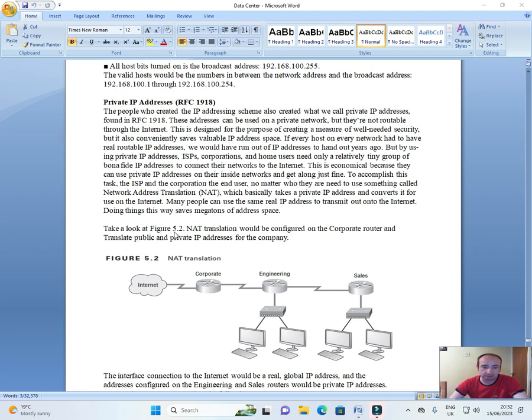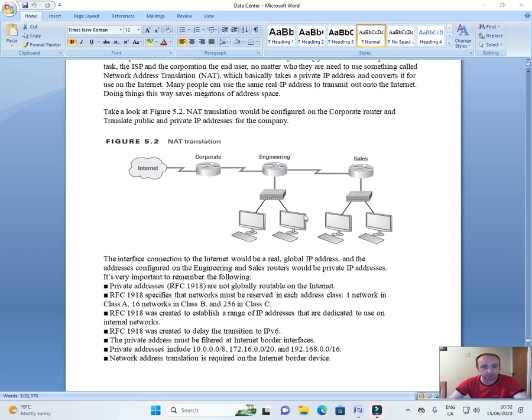Take a look at figure 5.2. NAT translation will be configured on the corporate router and translate public and private IP addresses for the company.